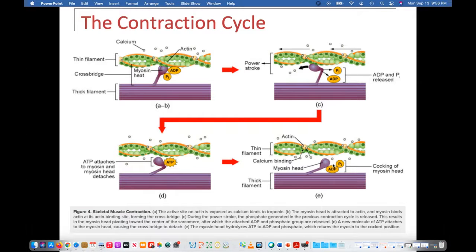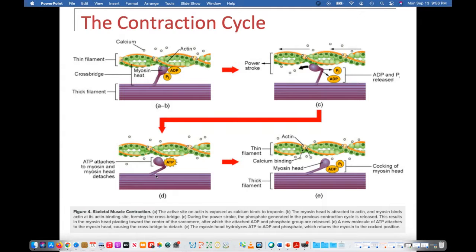Okay? The body doesn't like to keep ATP hanging around in the form of ATP if it's not being utilized. So it'll store some of those phosphates as CP, creatine phosphate, which can be utilized for immediate energy, fast bursts of activity.